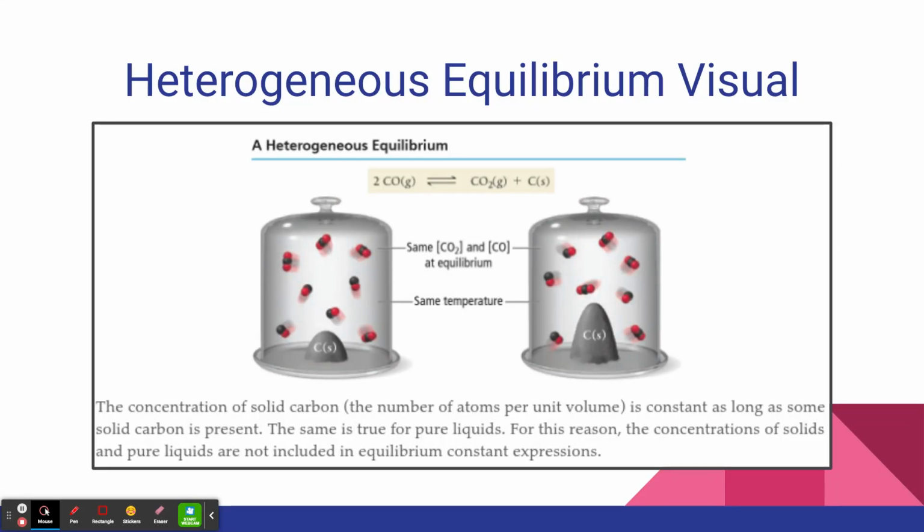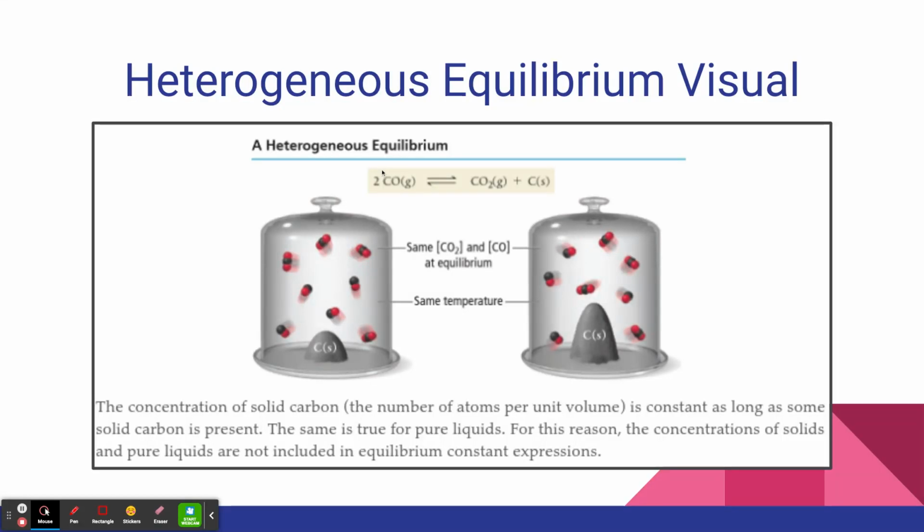So if you take a look here, the concentration of the solid carbon, the number of atoms per unit volume, is constant as long as some carbon atoms are present. The same is true for pure liquids. For this reason, the concentrations of solids and pure liquids are not included in the equilibrium expressions.